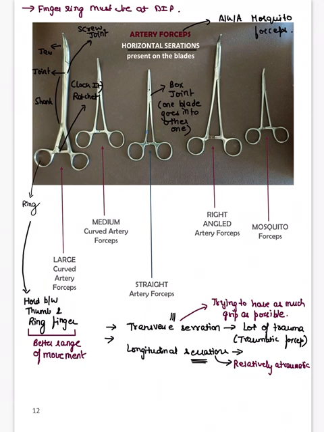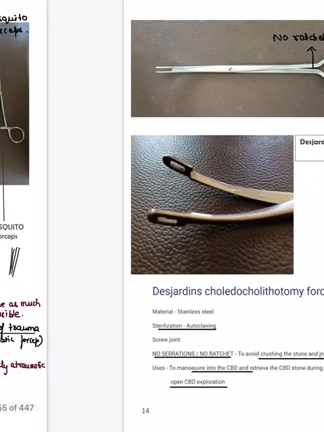Then see, coming on to this artery forceps, guys. This is a large curved artery forceps. See the tip, guys. This is a medium curved artery forceps. This is a straight artery forceps. If there is a transverse serration, okay, if the serrations are like this, it will be relatively traumatic. If there is a longitudinal serration, as in bowel clamps, these are relatively atraumatic.